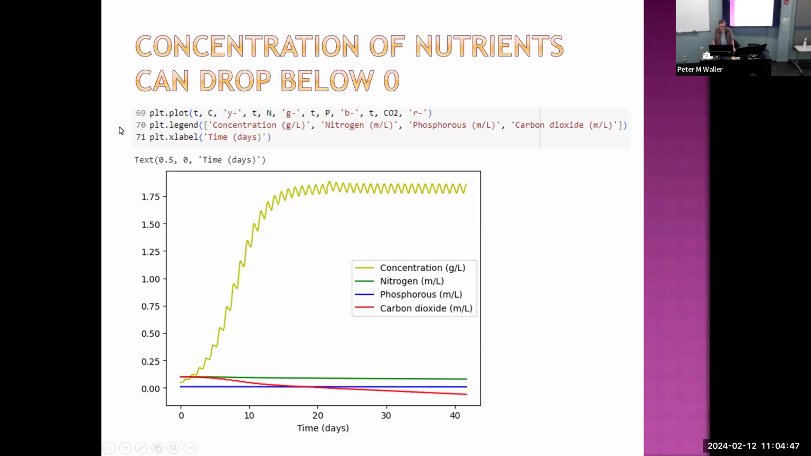Okay, so the error in the code is that the concentration of the nutrients can go right past zero into the negative range. We have this example here with carbon dioxide where it's going below zero. And there's no such thing as negative nutrient concentration. If the code was perfect, it wouldn't have negative nutrient concentration, but no code is perfect. It's an approximation of reality. So the nutrients drop below zero, and we're going to have to deal with that.